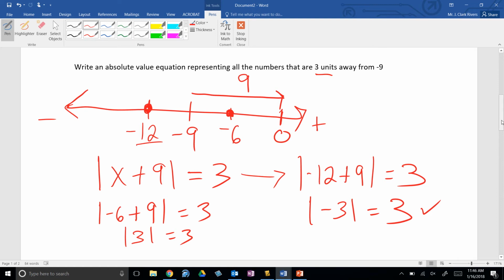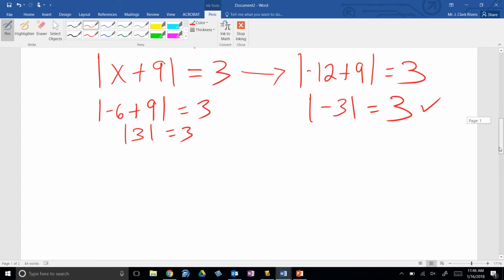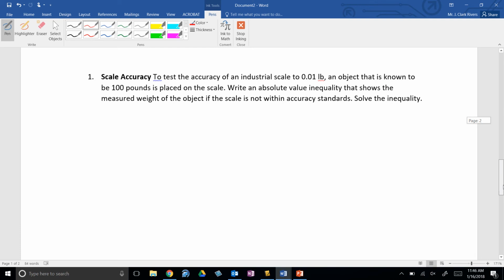All right, now on to the word problems themselves. We're going to work number 1 together. Scale accuracy. To test the accuracy of an industrial scale to be 1/100th of a pound, an object that is known to be 100 pounds is placed on the scale. So ideally, what does this weigh? Like we don't want it to be off too much. What is the perfect weight here? 100 pounds exactly. That's the perfect weight. That's what we're shooting for. And we're allowed to be within 1/100th of a pound. So let's keep reading.